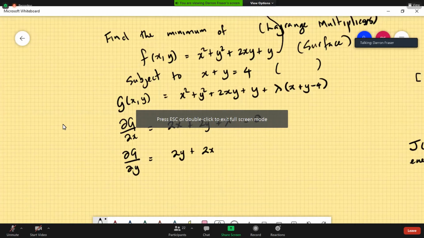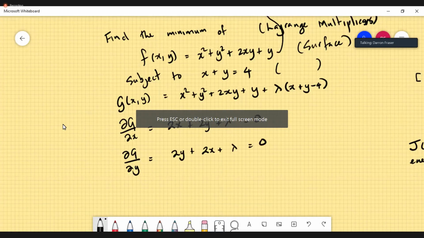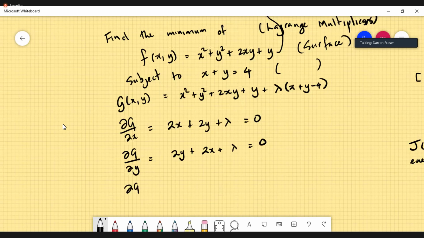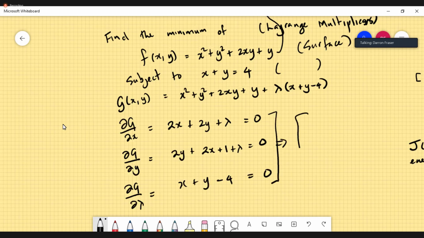Plus 2x plus lambda is also equal to 0. Not so much of a problem. When you differentiate this, you get 1 plus lambda also equal to 0. Not so much of a problem again. And you'd have to differentiate it to lambda, x plus y minus 4 equals 0. And then in maths class, like I said, I'm not attempting to solve it.